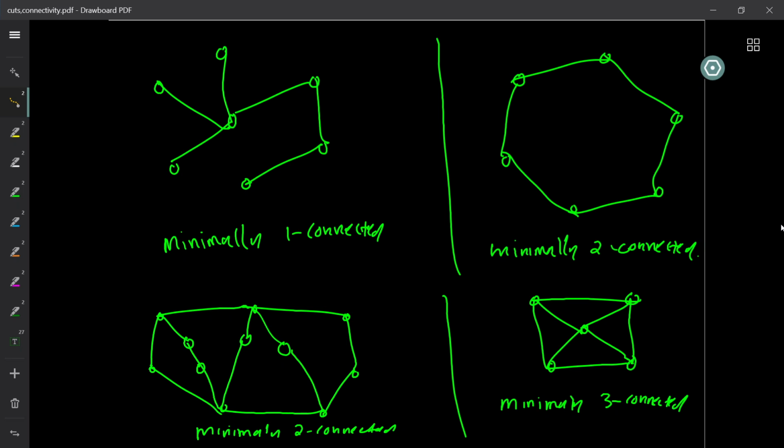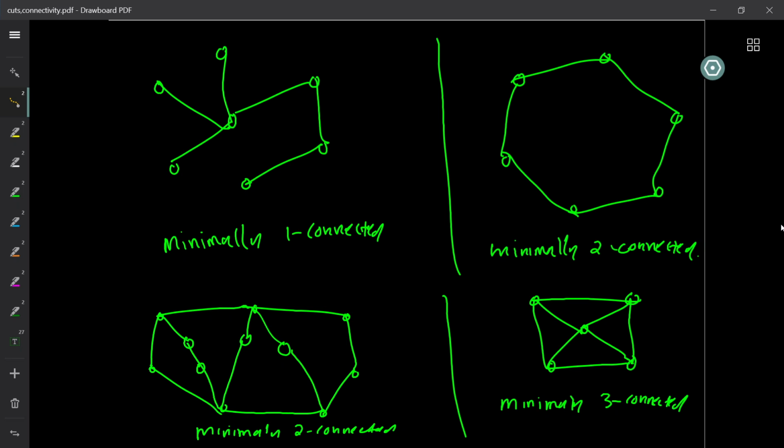It would be a very nice exercise to think about minimally two connected graphs. What defines a graph to be minimally two connected? You take a two connected graph and see when you can say that it is minimally two connected. So think about this. That is an excellent exercise. In fact, I would recommend it.